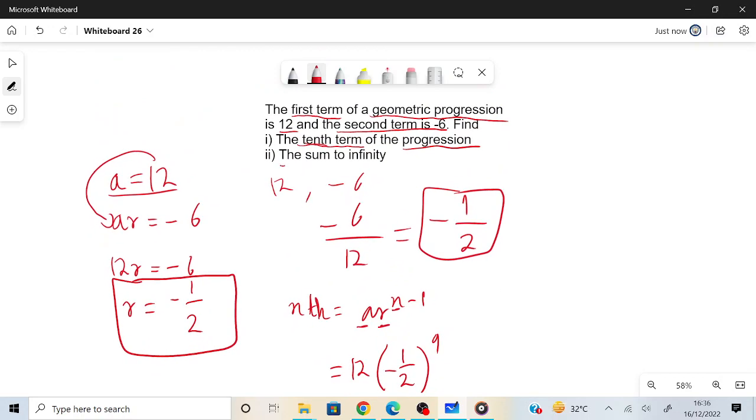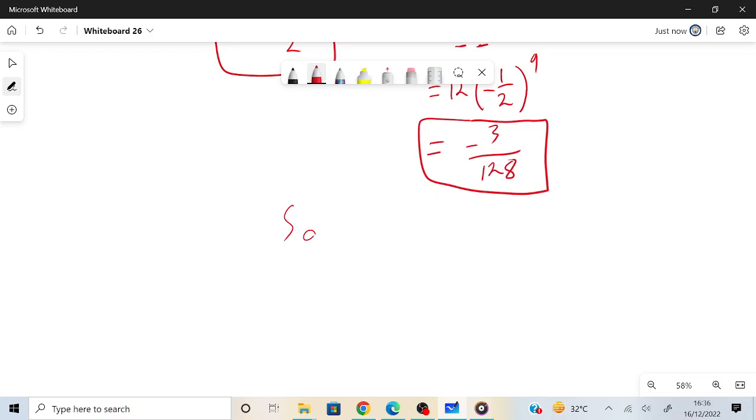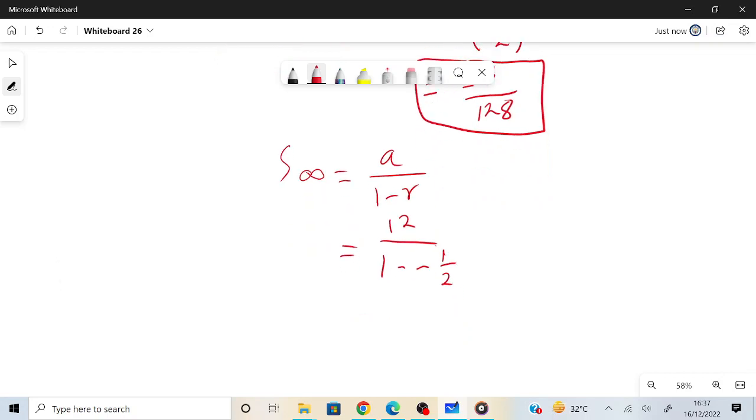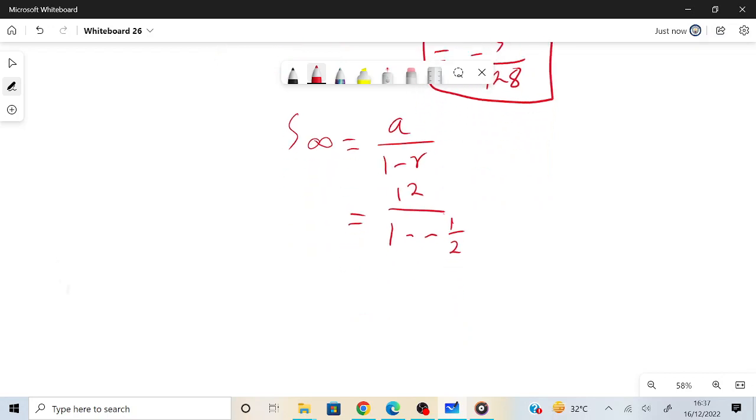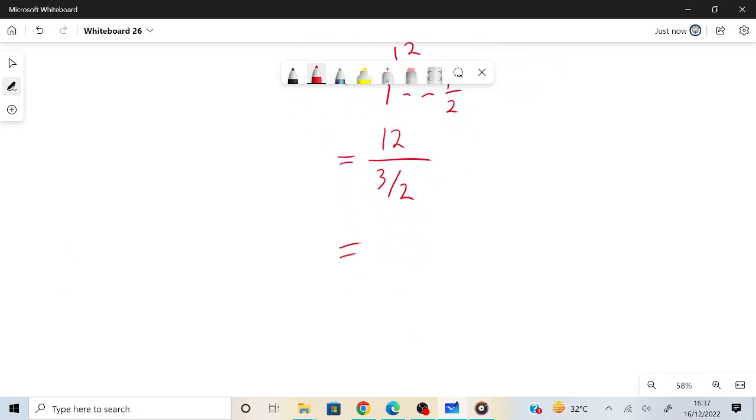The next part says find the sum to infinity. So using our sum to infinity formula, that is a over 1 minus r. We know our a, that's 12, over 1 minus minus 1 over 2. Because the formula is 1 minus r and our r is negative as well, it would be 1 minus r, which is 1 minus minus 1 over 2. Be careful, because if you have two negatives, they cancel out and become a positive, so this will become 3 over 2. Negative is the most dangerous sign in mathematics. Completing this, 12 over 3 over 2 should give you 8. So the sum to infinity of this progression is simply 8.